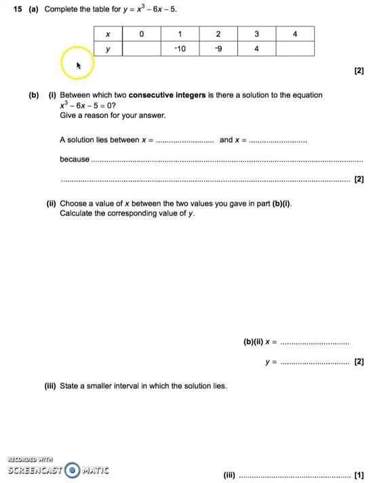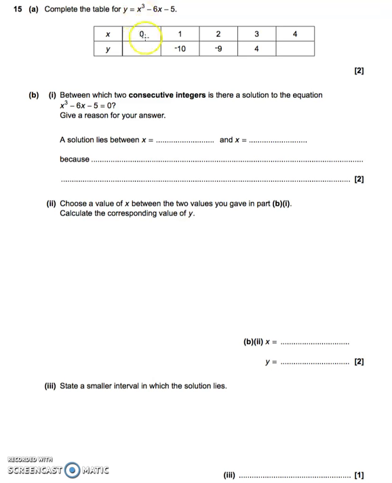Question number 15a, we get given an equation and we have to complete the table for the equation y equals x cubed minus 6x minus 5. Nice and simple, especially for this stage of the paper. All you have to do is substitute the x values in to find the missing y values.